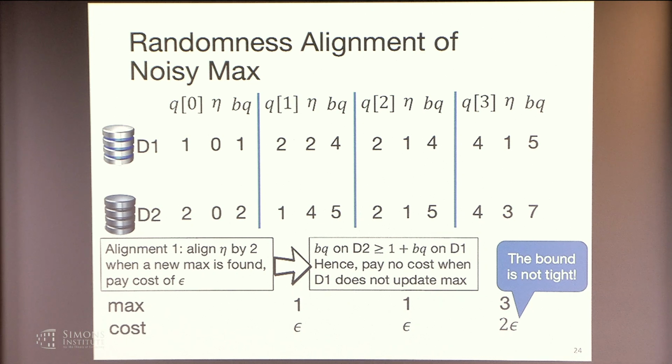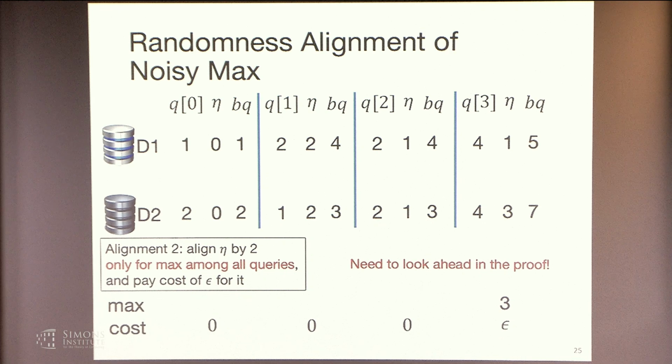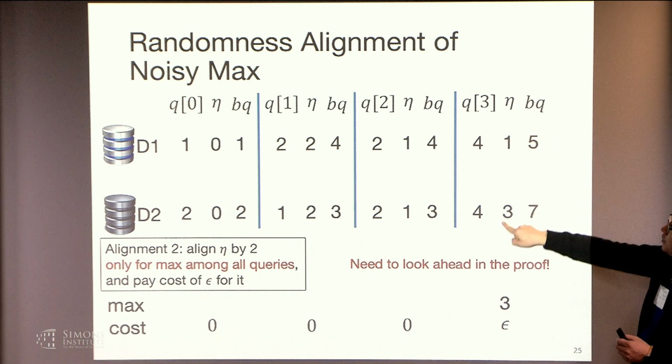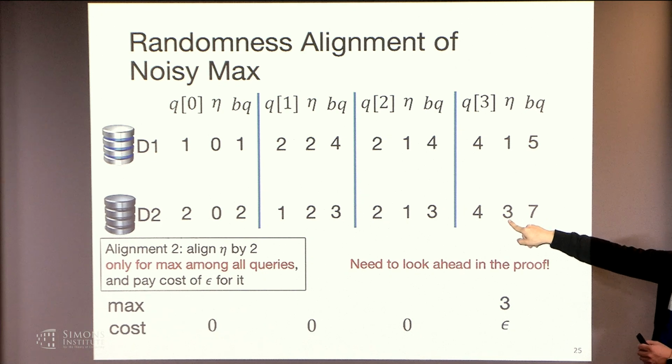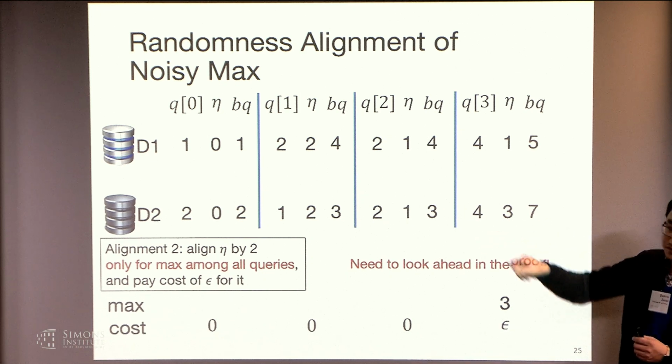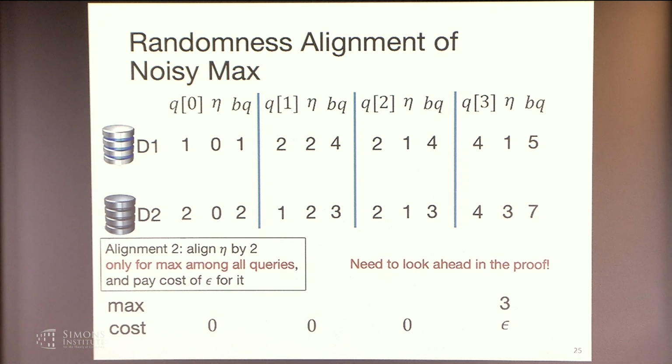It needs some change. So to show you the best alignment strategy we can come up with: the strategy is to just align the noise once, and only do that for the maximum query among all of the queries. Basically, the intuition is that you look ahead, you look at all of the noisy answers on D1, and for the one that is the maximum, you change the noise to be 1 plus 2. For all the rest of the random bits, you just reuse the same random value from the first execution. It's guaranteed that this strategy will work out, so the final result of max will be identical in the 2 runs.